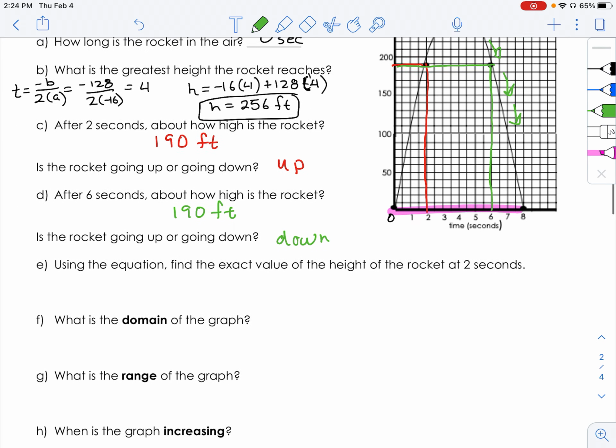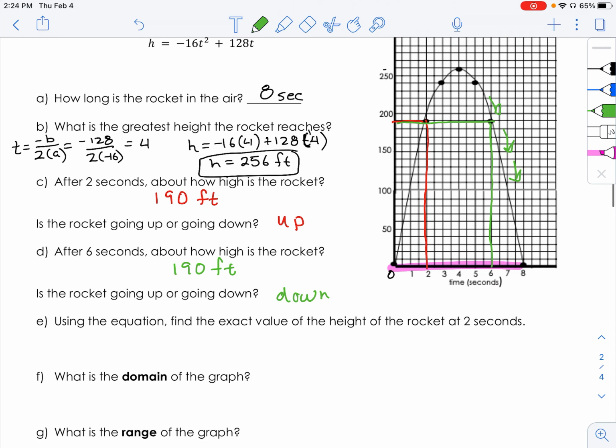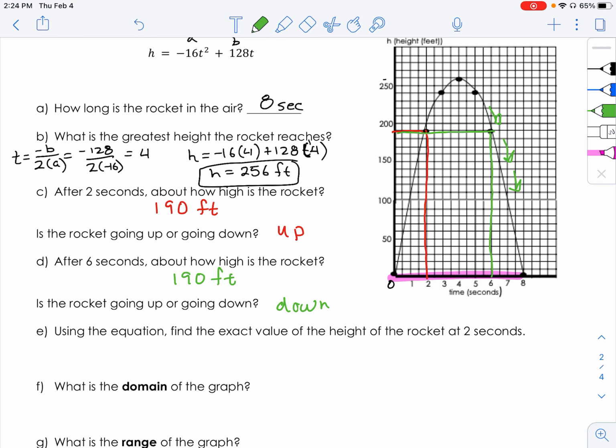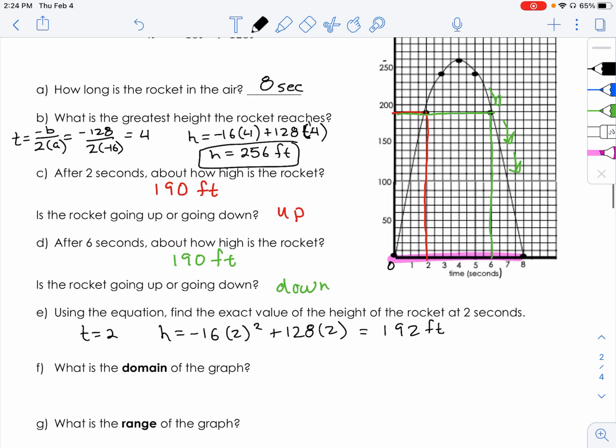All right. So using the equation, find the exact value of the height of the rocket at 2 seconds. So that means 2 seconds, remember, is your time. So we're going to find h at t equals 2. So wherever there's a t in this original equation, we're going to put the number 2. And then when we put this in our calculators, we get 192 feet. So it was really, really close.